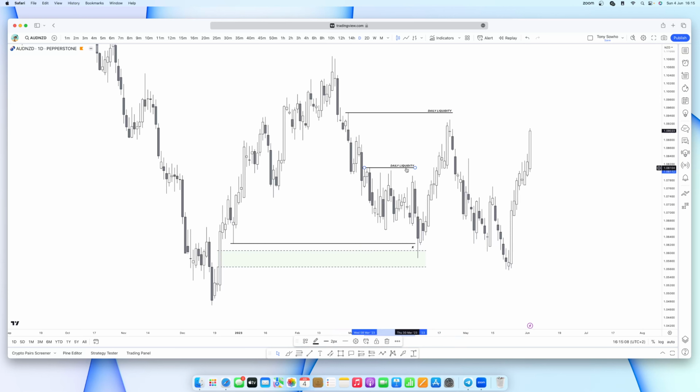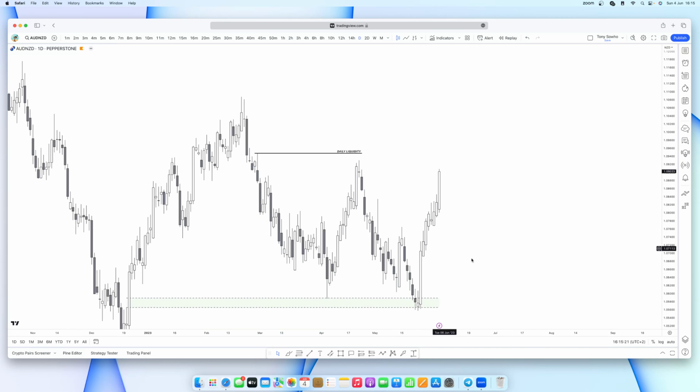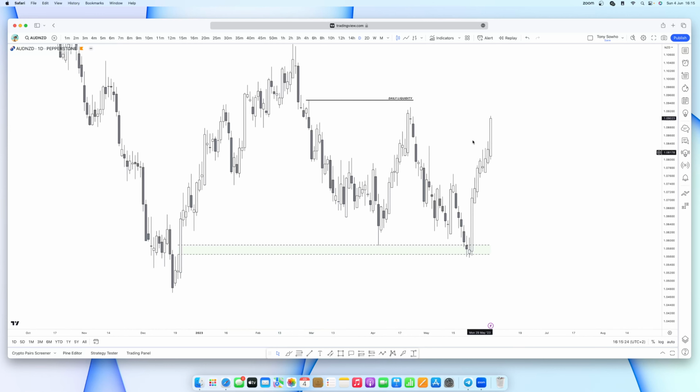So this one has been captured. This liquidity has been captured also. The imbalance has been filled completely. So the remaining imbalance has been filled completely, and then price gave us a very massive rejection to the upside.